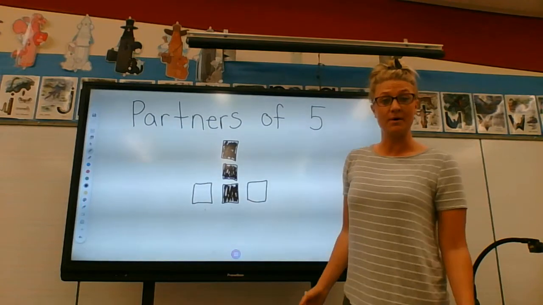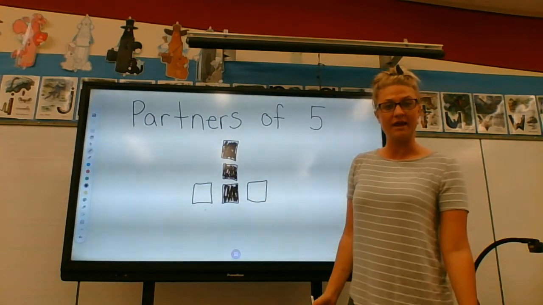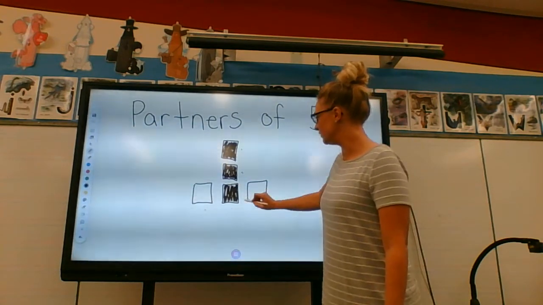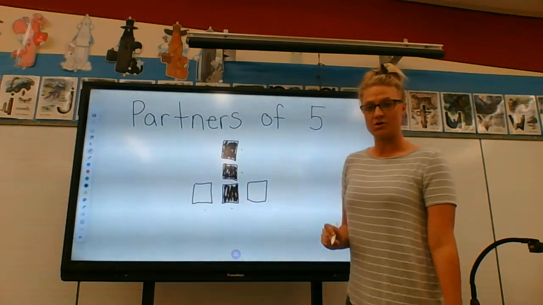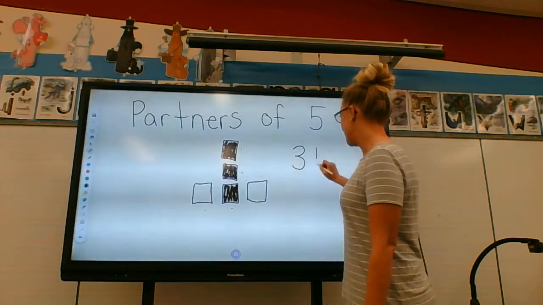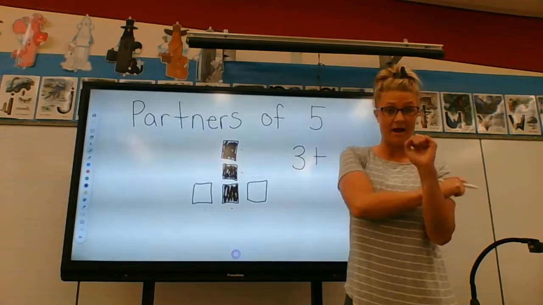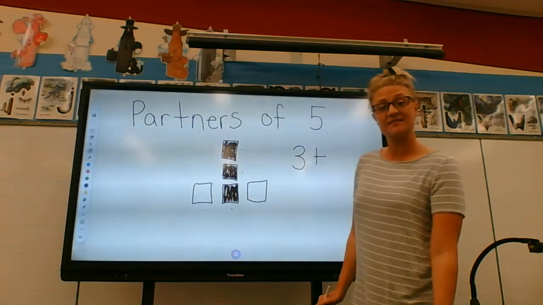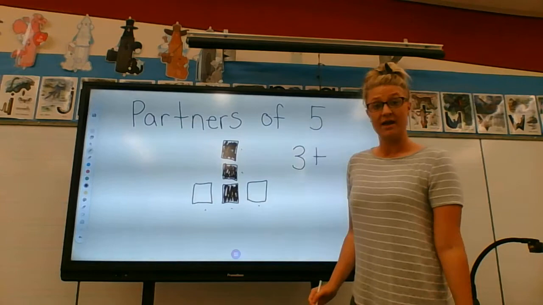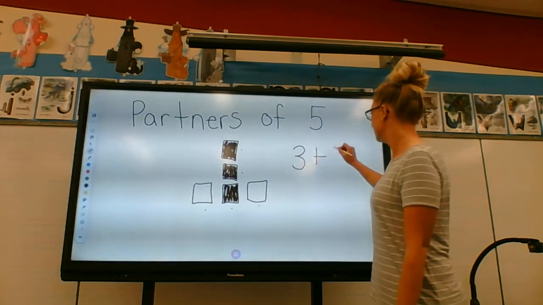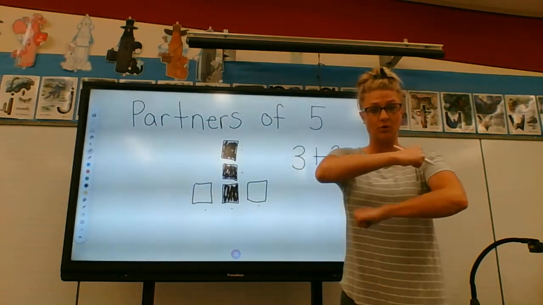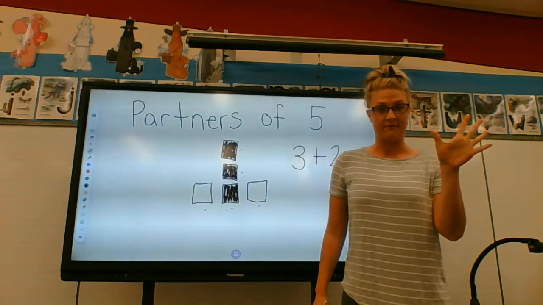All right, so remember our first job is to count the boxes that are shaded, and that will be our first number in the equation. So let's count. 1, 2, 3 boxes are shaded. So that's our first number in the equation, 3. And we'll add our plus sign because we know we're adding to get to 5. Now let's count the boxes that are not shaded. 1, 2. And that's our second number in the equation. Because we know that 3 plus 2 equals 5.